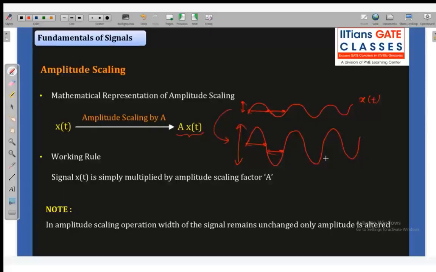Amplification also has applications in wireless communication. Also you have amplitude increasing, and signal conditioning also you can do. And when you increase the brightness of any image, that is also an example of amplitude scaling. Understood?